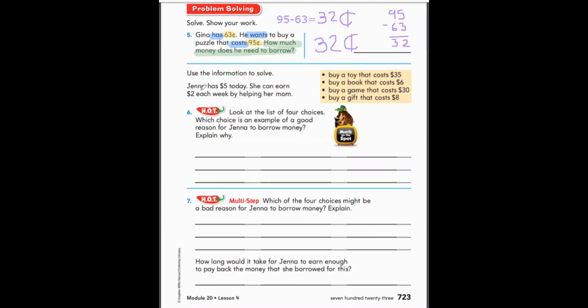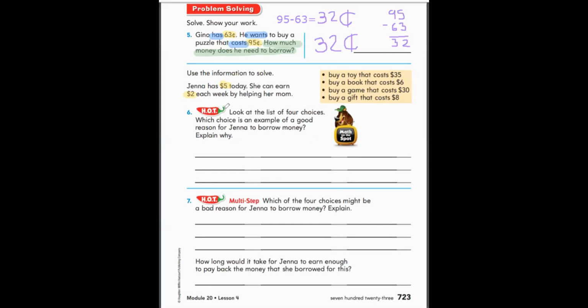Okay, so we have Jenna has $5 today. She can earn $2 each week. Do you remember what is earn? You remember that earn is the money you make when you work for something. For example, when you help your mom and she pays you, that's earn. She's not just giving you the money. You are earning the money because you are doing something. Okay? So she can earn $2 each week by helping her mom.